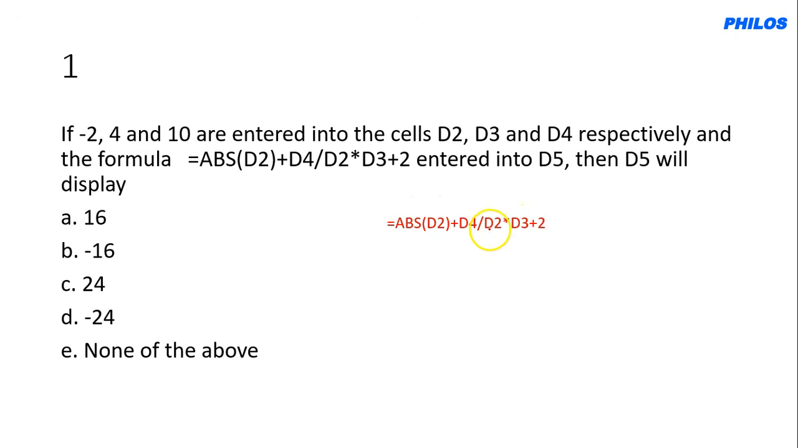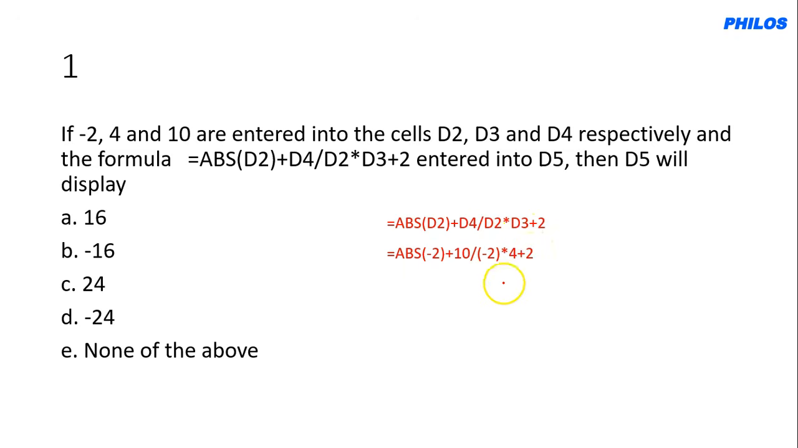After rewriting the function, we are going to substitute each of the values into it. Now, our D2 was -2, and D3 was 4, and D4 is 10. So we substitute them into the function. So we have ABS(-2)+10/-2*4+2.